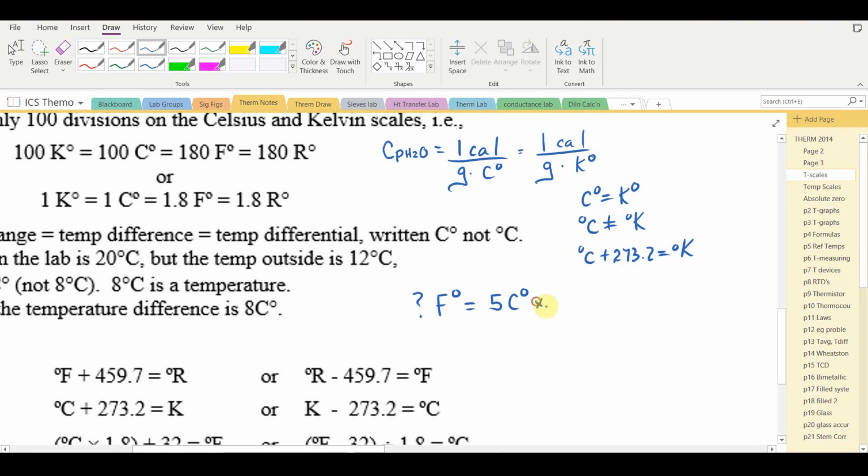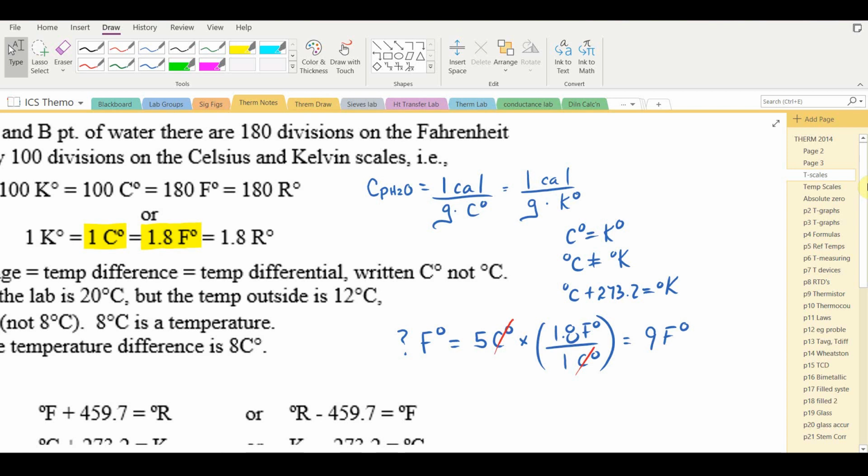Well, we could use our conversion factor, which is right here. 1.8 Fahrenheit degrees is equivalent to 1 Celsius degree. So follow the units. I can say 1 Celsius degree is equal to 1.8 Fahrenheit degrees. So 1.8 times 5 is equal to a 9 Fahrenheit degree temperature change. So be careful to keep those two distinct in your mind.